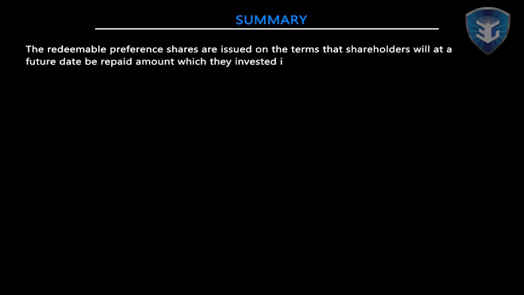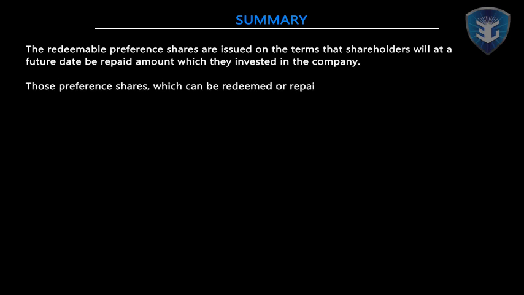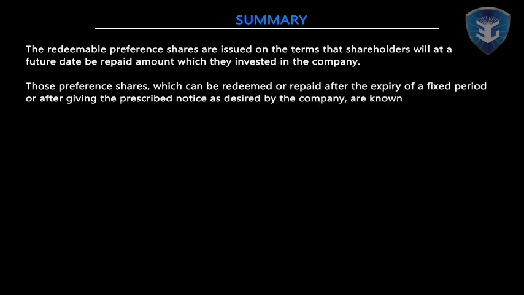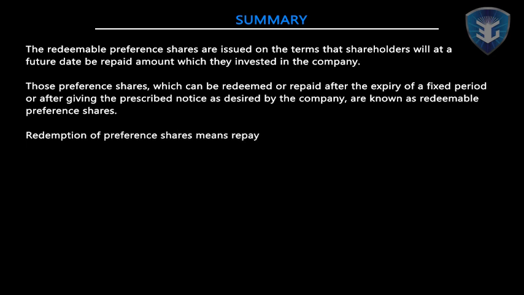Now, in the end, let us summarize what we have learned in this lecture. The redeemable preference shares are issued on the terms that shareholders will at a future date be repaid the amount which they invested in the company. Those preference shares which can be redeemed or repaid after the expiry of a fixed period or after giving the prescribed notice as desired by the company are known as redeemable preference shares. Redemption of preference shares means repayment by the company of the obligation on account of shares issued.